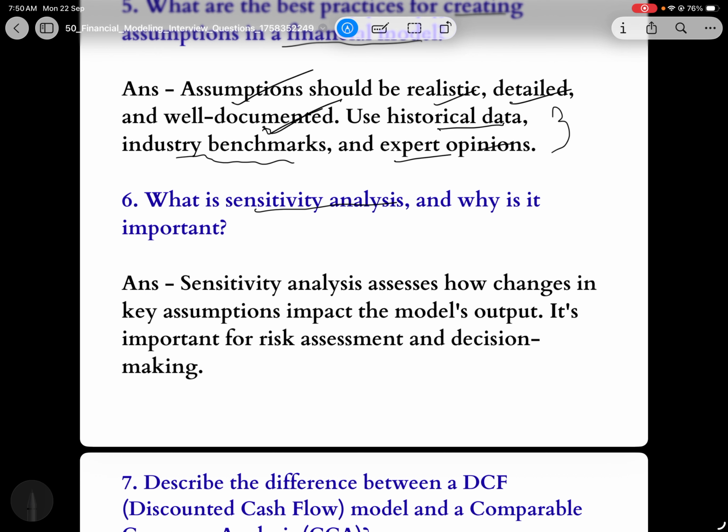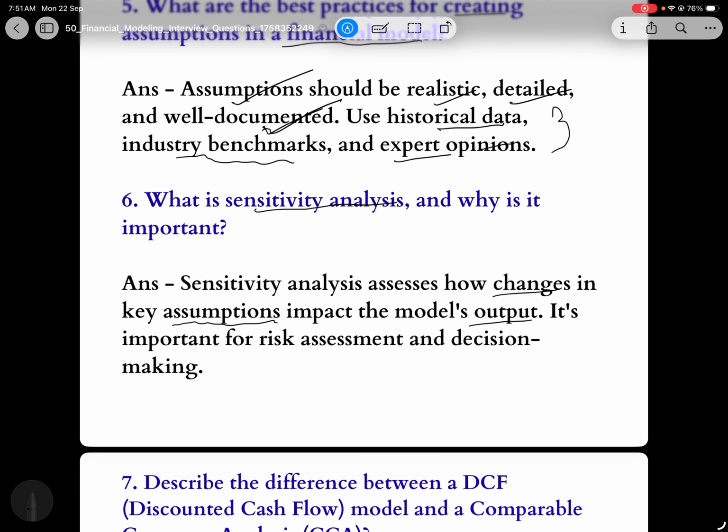So it basically highlights how the model output, or let's say the profitability. Let's say we are looking at a sensitivity analysis of a profit, and how, in the best scenario what happens, and in other scenarios what happens. But this is more about assumptions changes.